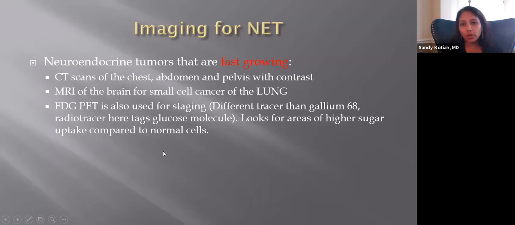So what about fast-growing neuroendocrine tumors? Usually we do CAT scans with contrast. You can also do an FDG PET, which is when you take a sugar molecule and you tag it with a radio tracer and you inject that in the vein, and wherever there's areas of faster sugar uptake than the normal cells, then it will light up on your scan. For small cell cancer of the lung, we tend to do a brain MRI to make sure that there's no spread to the brain also.